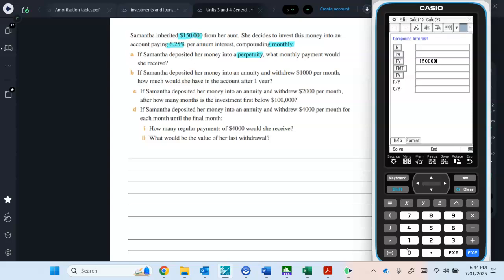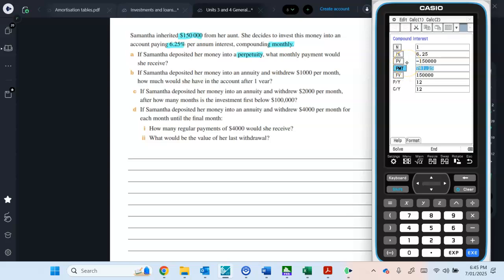She decides to invest the money. Her interest rate is 6.25%, and it's compounding monthly, so we'll put 12. All right, let's fill this in. So we want the future value to also be 150,000. And it's asking what monthly payment, so what we can do is put in just 1 month. We just want to know what it is for 1 month. So we can just do n equals 1.